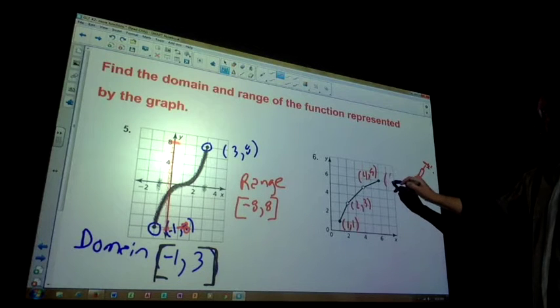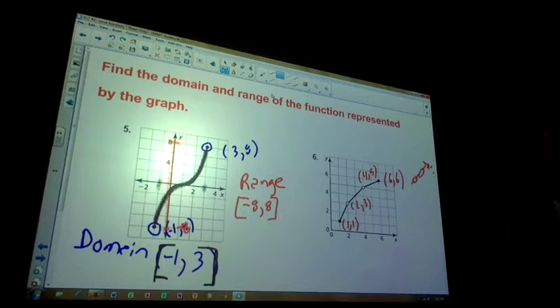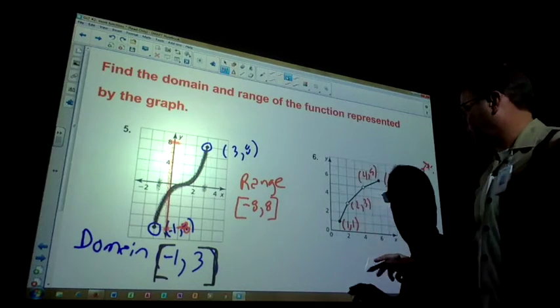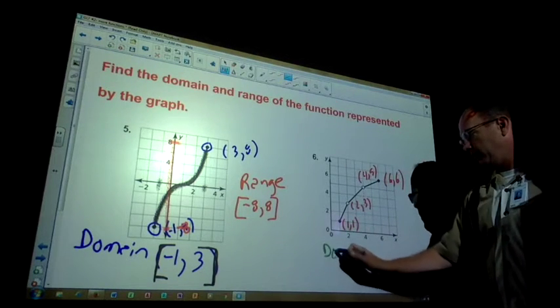This point here is 6, 6. So the first one would be 6, 1. Okay? So I like it. Stephen, domain would be 6, 1, right?